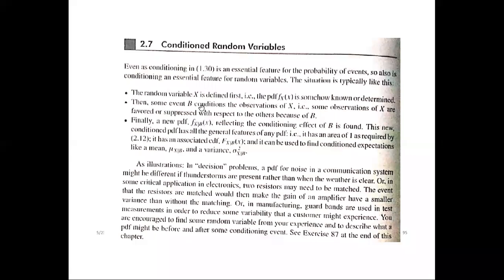Okay, so conditioned random variable means here we will assume that the random variable x is defined and we know it. Defined means we know the PDF, that is, f of x is known. Now we will put a certain condition on this x. So there is some event b which is the condition for the observations of x. In that case, we need to find the probability density function for x given b. We can find it in the same way as we found the normal probability.